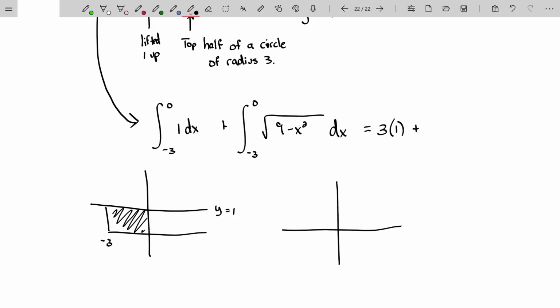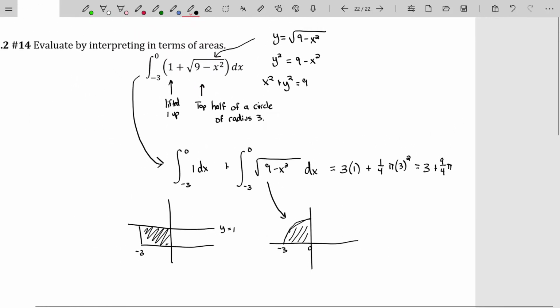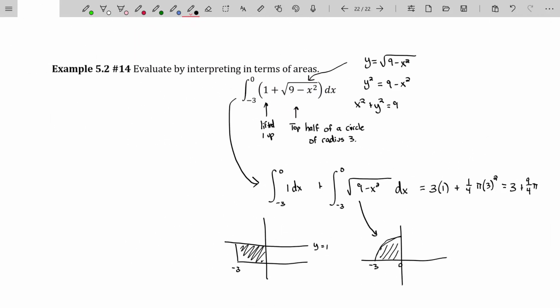Plus the area underneath a circle from x equals negative 3 to 0, or in other words, this quarter circle. That's what this is. And we all know the area of a circle is pi r squared, but we're only taking a quarter of that circle. There you go. And so the answer to this problem is 3 plus 9/4 pi. That is the area underneath the original curve, 3 plus 9/4 pi, without using calculus, other than knowing what the symbols mean here, the definite integral.